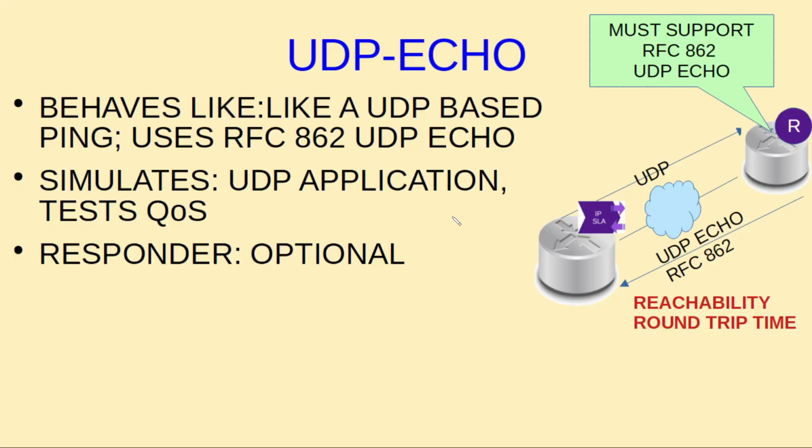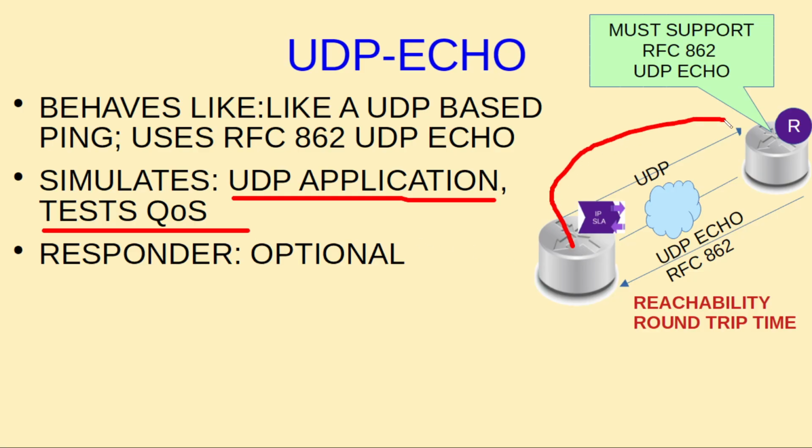Next operation, UDP echo. With this operation, we are going to simulate a generic UDP application. We are also going to test whatever quality of service settings exist within the network. We are going to send a UDP probe to the destination. In this case, the destination must support the RFC 862 UDP echo in order to be able to build a response and send it back to the source using UDP as well. We are going to evaluate reachability and measure round trip time. The responder in this case is optional and recommended.